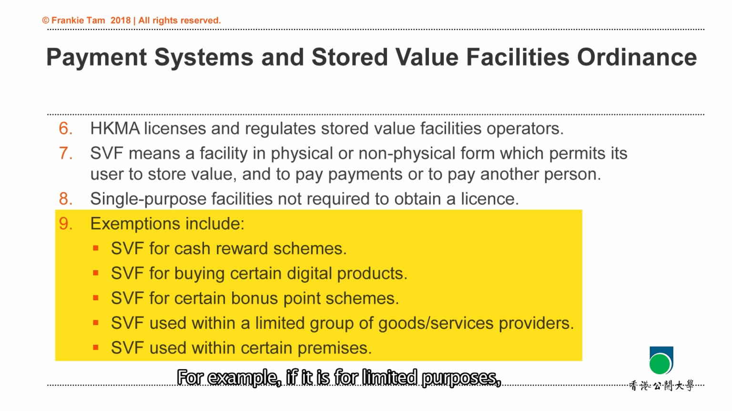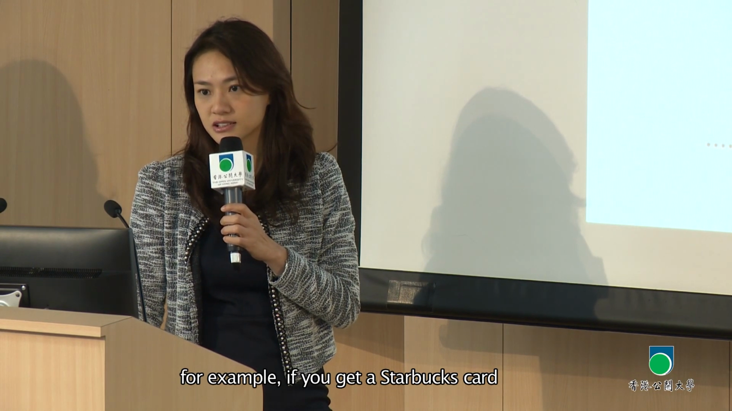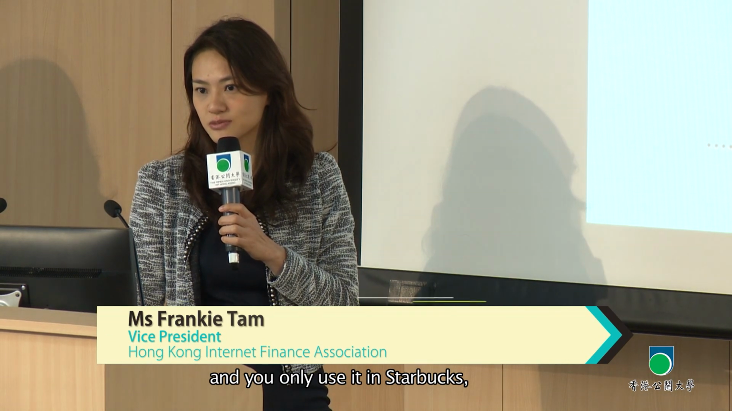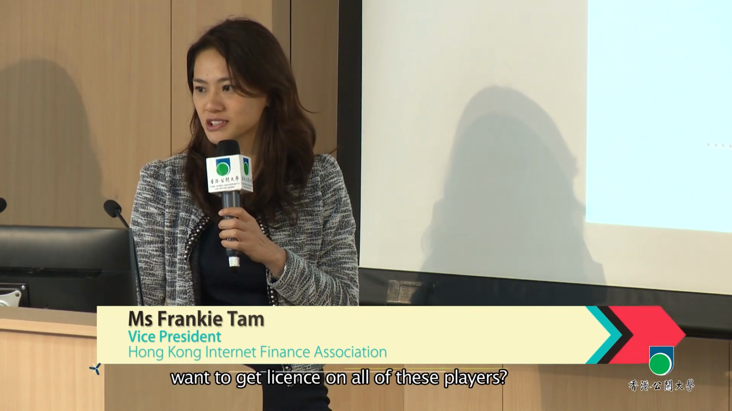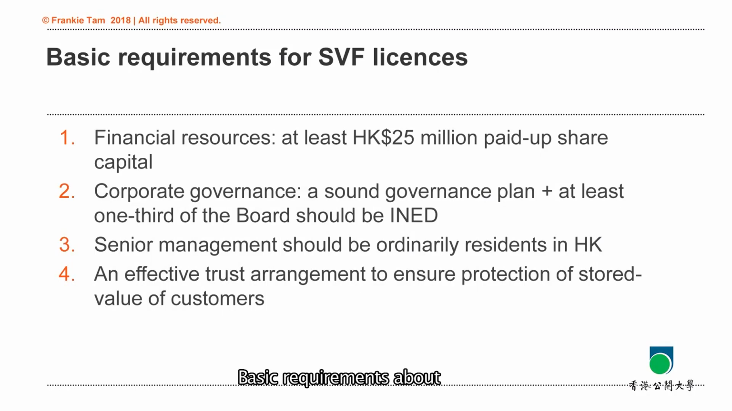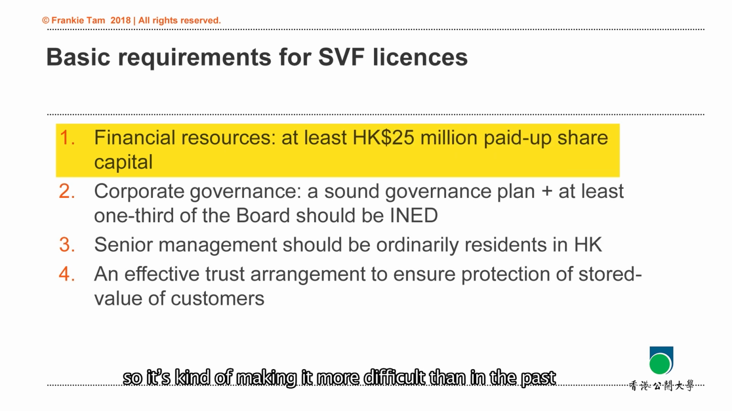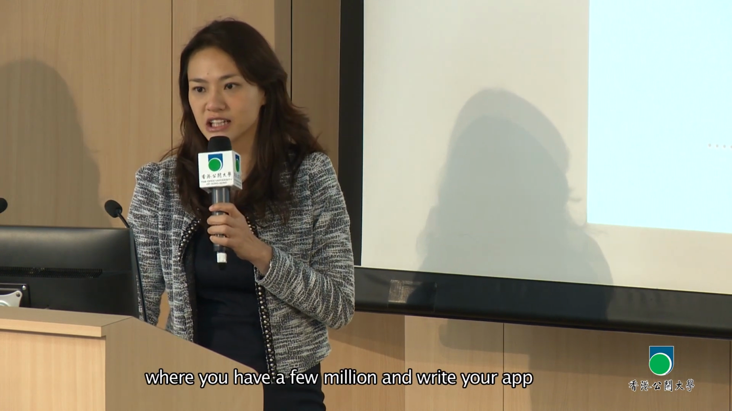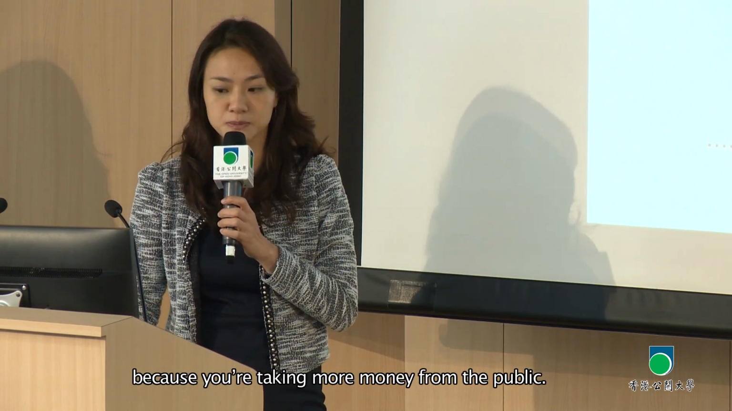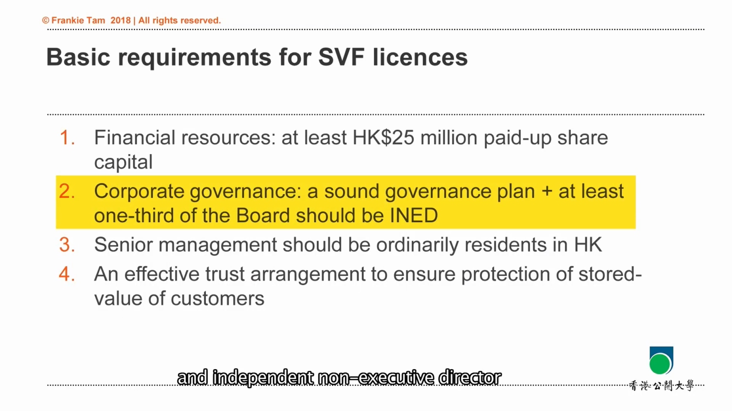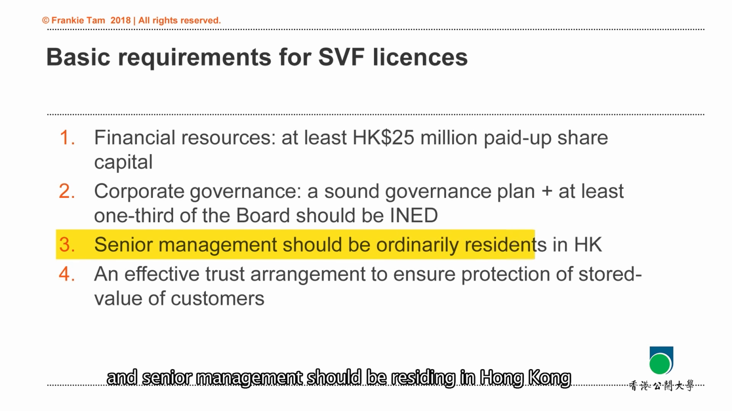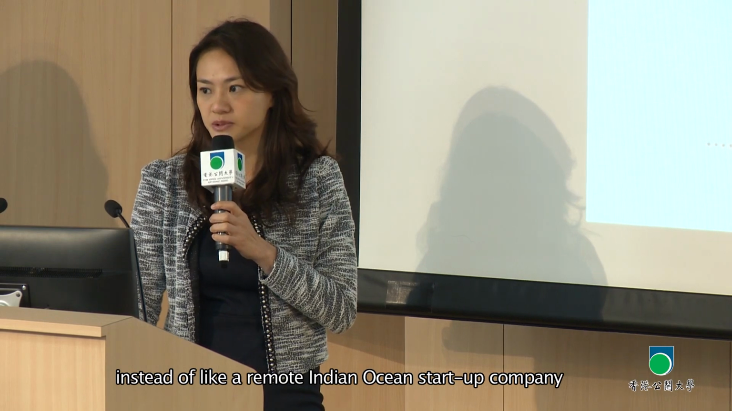For example, if it is for limited purposes or within a small group of companies: if you get a Starbucks card and you only use it in Starbucks, would the Hong Kong Monetary Authority want to license all of these players? Probably not. Now, the basic requirements for getting the e-payment wallet license: your company should have at least 25 million paid-up capital. So it's more difficult than in the past, when you had a few million and wrote your app, because it involves taking money from the public. And you have to have a sound governance plan and an independent non-executive director. And senior management should be residing in Hong Kong, instead of a remote Indian Ocean startup company getting your money.